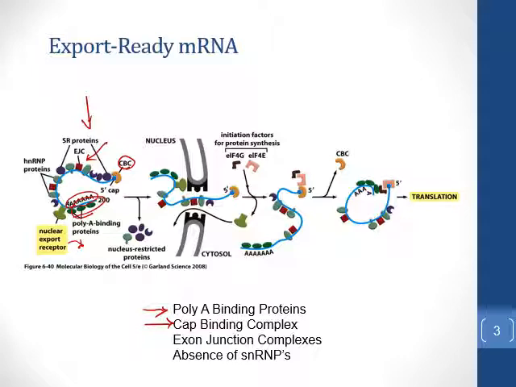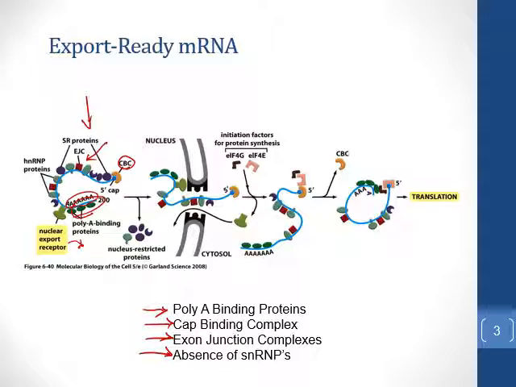And then there should be an absence of these snRNPs, these small nuclear ribonucleoprotein particles, because we know they were involved in splicing. Well, if splicing is complete, then they should be gone. And so essentially, aside from the proteins that are involved in export, that's what your export-ready mRNA should look like.